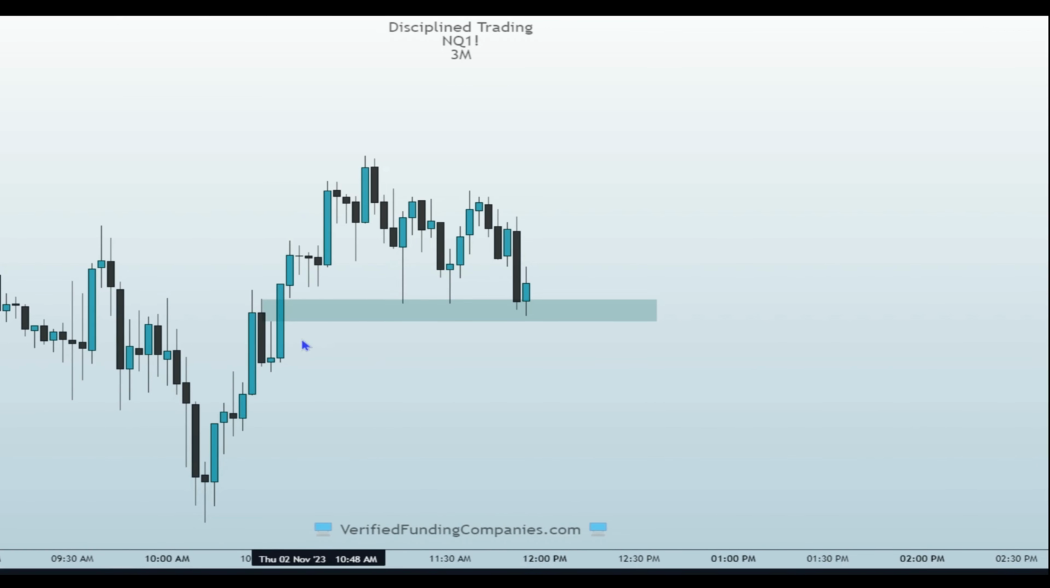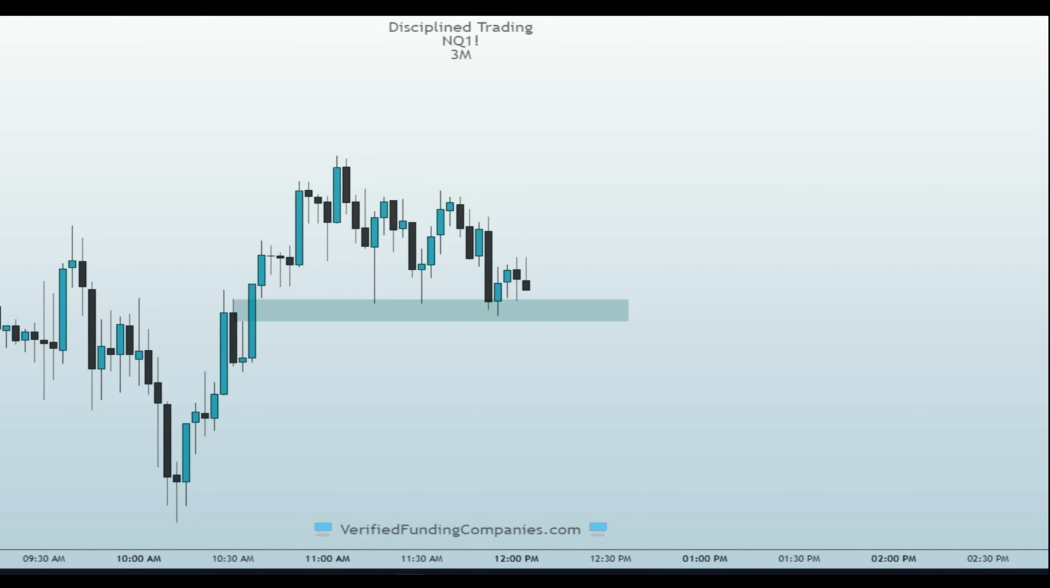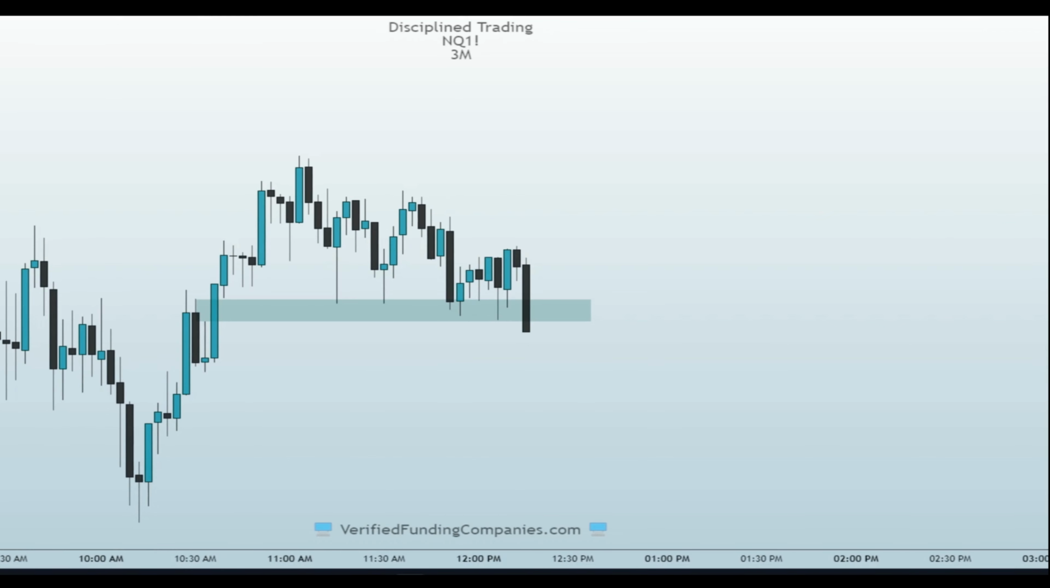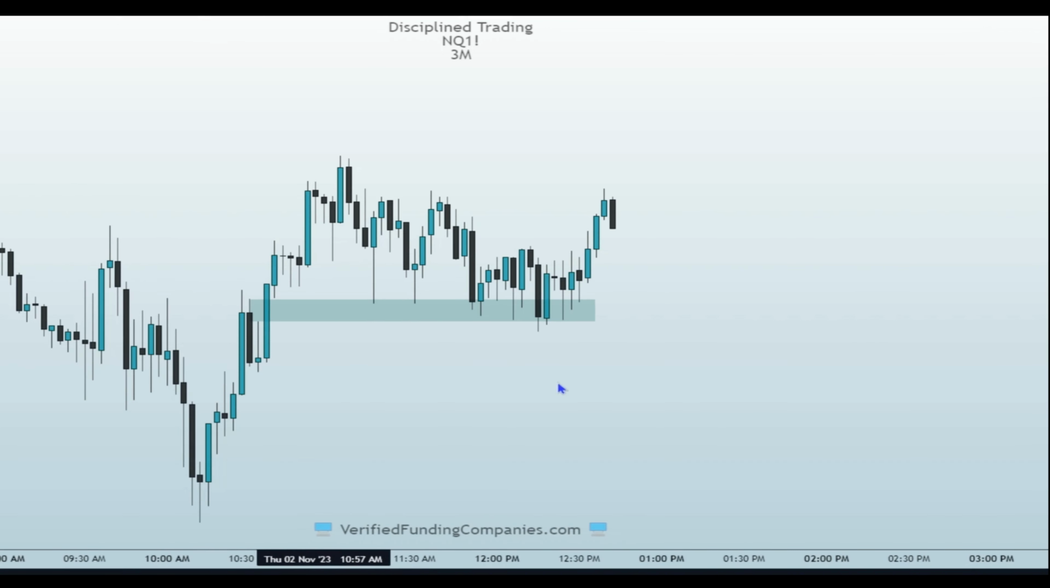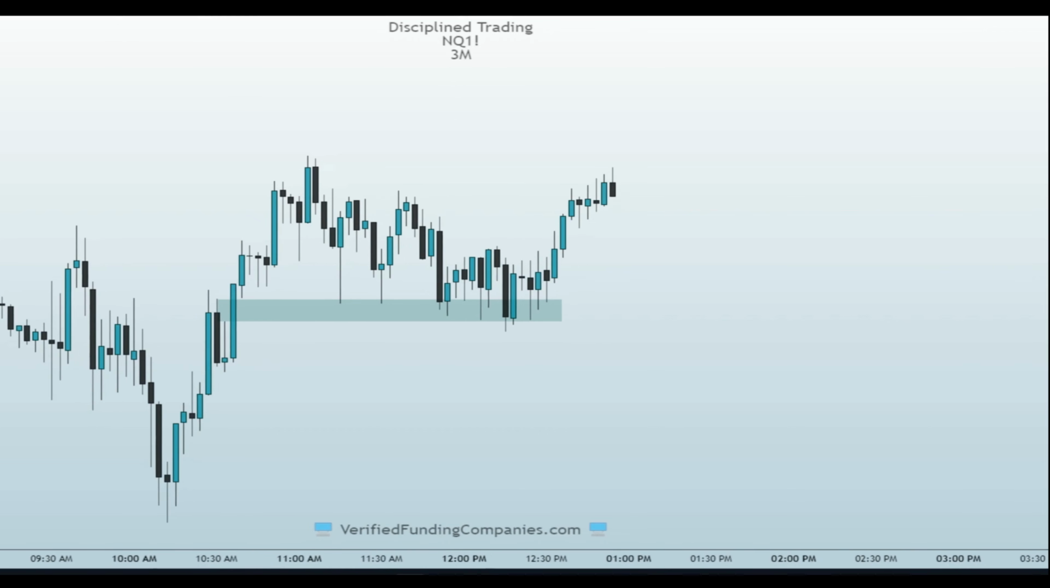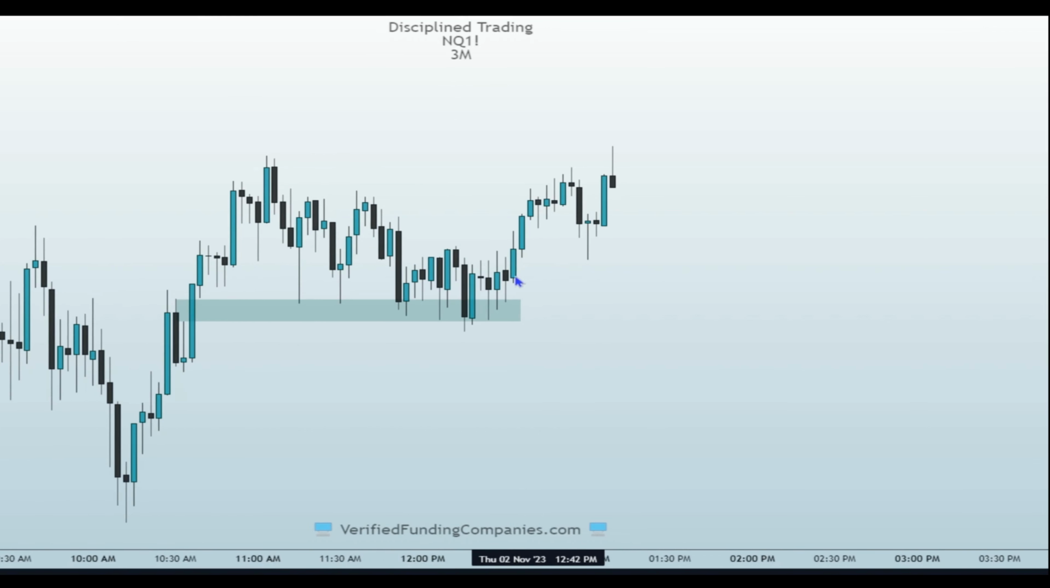I want to see that when it's coming into a fair value gap, that the candles are not closing beyond the fair value gap. As you can see here, this is very precise. None of the closes are closing below the fair value gap. Price eventually takes off, and that is a huge sign that the algorithm is participating in price and is not allowing price to close below the fair value gap.